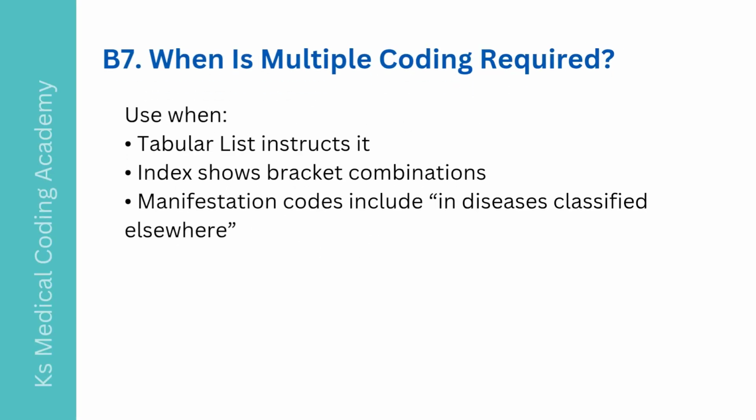When is multiple coding required? Multiple coding is required in 3 situations: when the tabular list instructs the coder to assign more than one code, when the index shows bracketed codes, when manifestation codes include the phrase, "in diseases classified elsewhere," meaning they cannot be used alone. In all these cases, 2 or more codes must be assigned to describe the full condition.